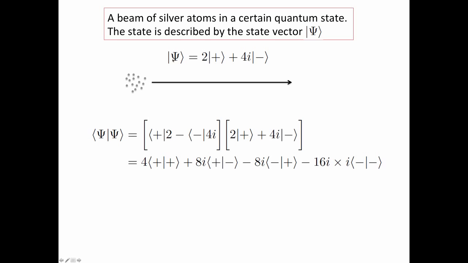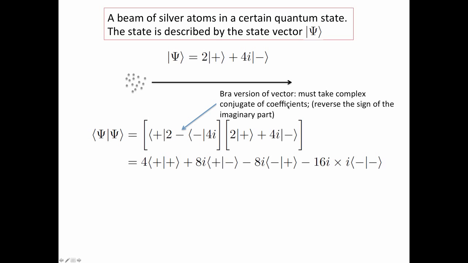So the inner product of this state psi with itself is just the Bra vector representing the state times the Ket vector. So to obtain the Bra version of this state vector, you turn these kets, these plus and minus kets, into plus and minus Bra vectors. The coefficients 2 and 4i now go behind the bra vector here. That's just the standard way it's written. And if any of these coefficients is a complex number, then you have to take its complex conjugate. And that just means you look at the complex number and you reverse the sign in the imaginary part.